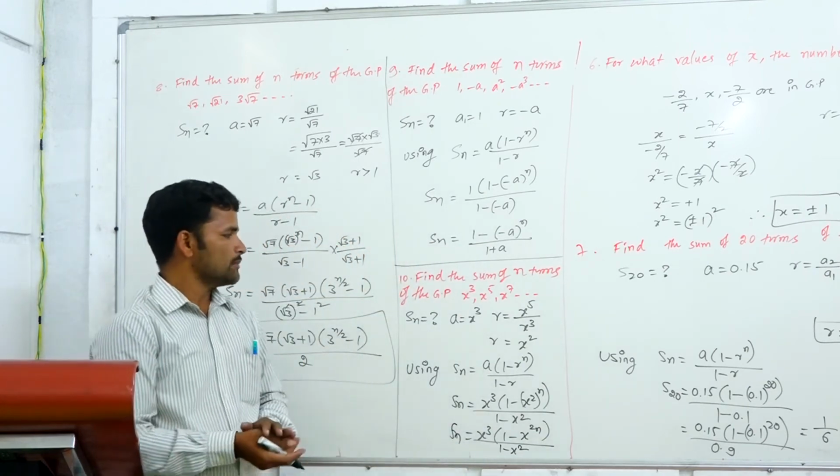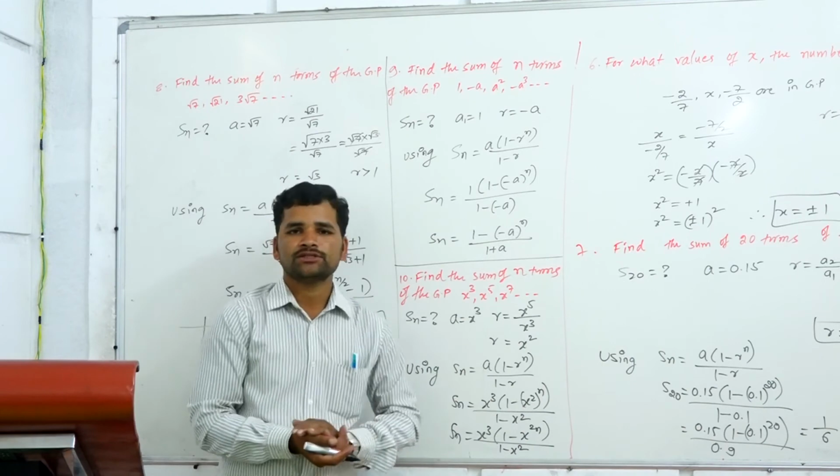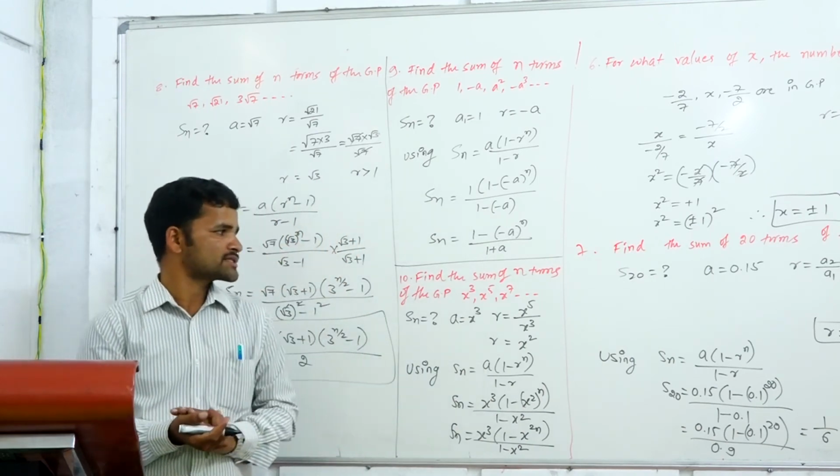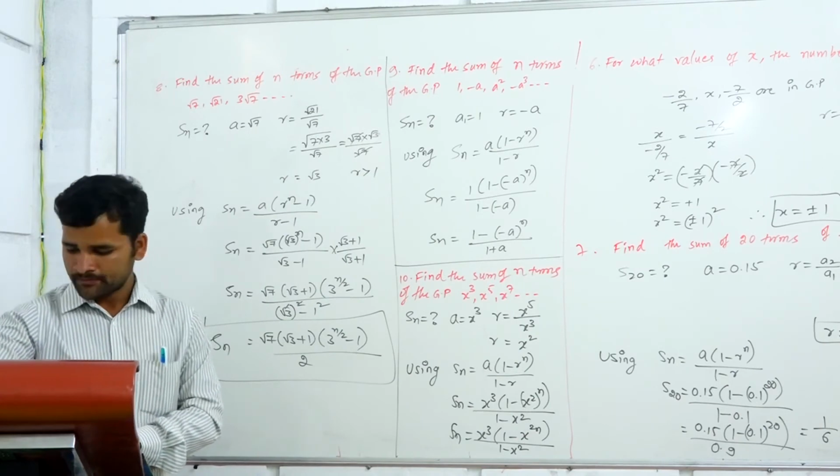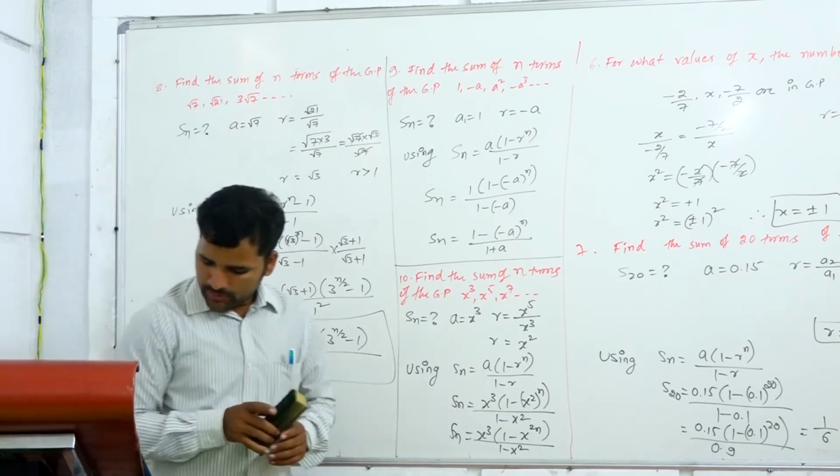So that is the sum of n terms of the geometric progression x cube, x raised to 5, x raised to 7. So that is about problem number 10.